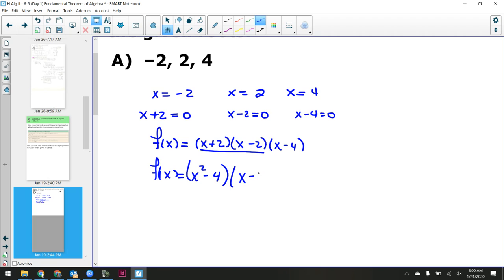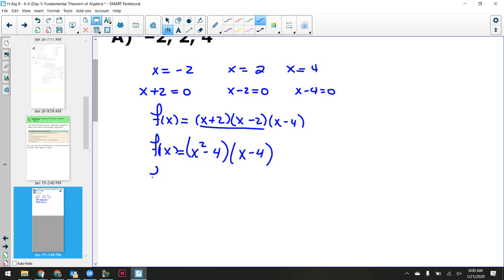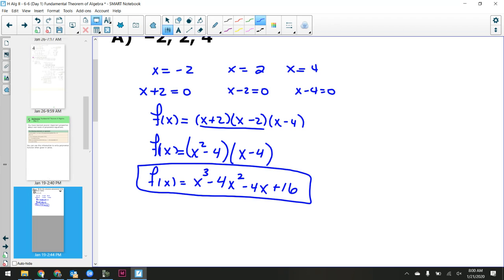And then we multiply with just a plain old x minus 4. Everybody follow me there? FOIL this out. My firsts is x to the 3rd. My outer is minus 4x squared. My inner is minus 4x. And my last is plus 16. So that's the simplest polynomial with those factors.